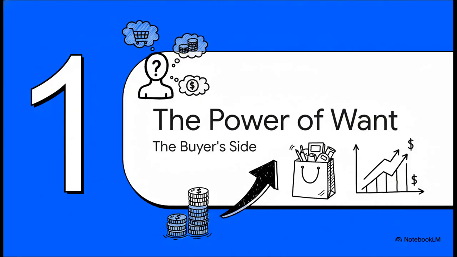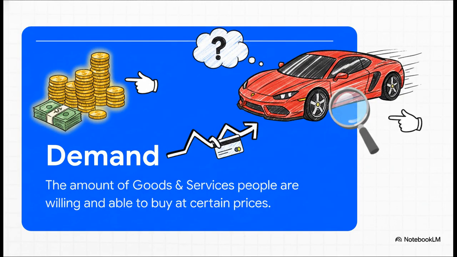All right, to figure this all out, we've got to look at two sides of the coin. And we're going to start with the side we all know best, our side, the buyers, because it really all kicks off with what we want and what we're actually willing to spend. So, let's get a clear definition here.